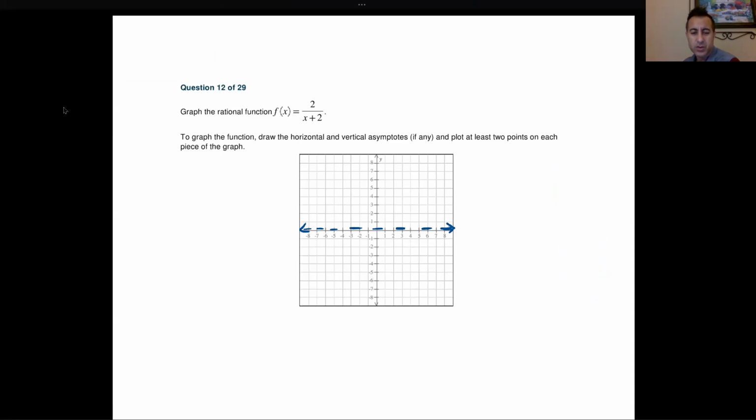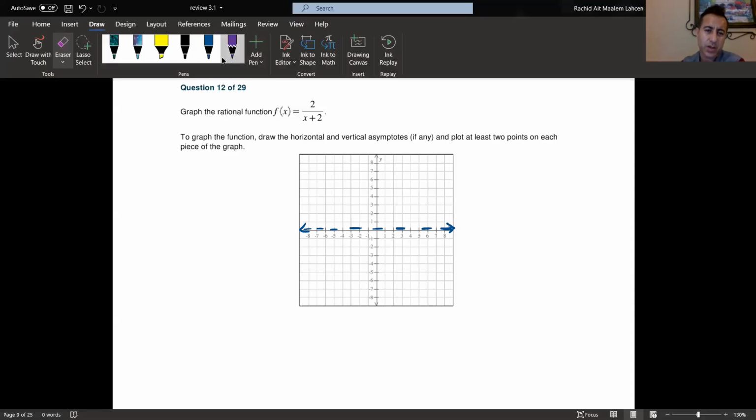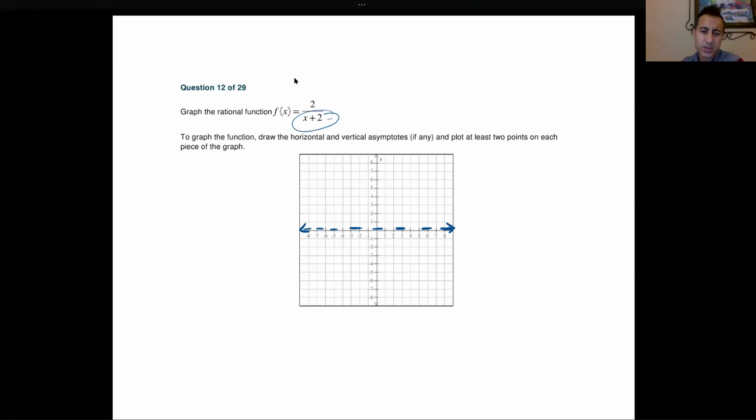So we draw this, and I explained why the degree is lower. Then we need to look at whether it has a vertical asymptote, which yes, from going here to x plus 2 and setting it to 0, we're going to get that x equals -2.